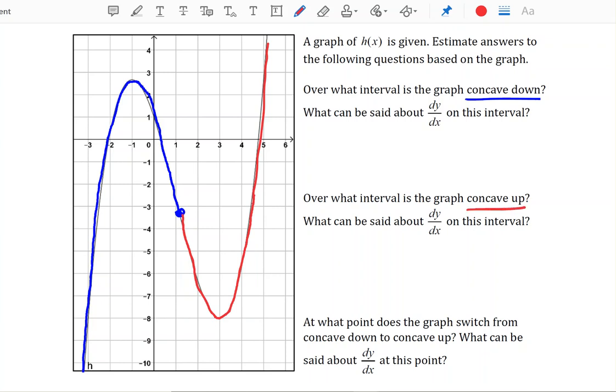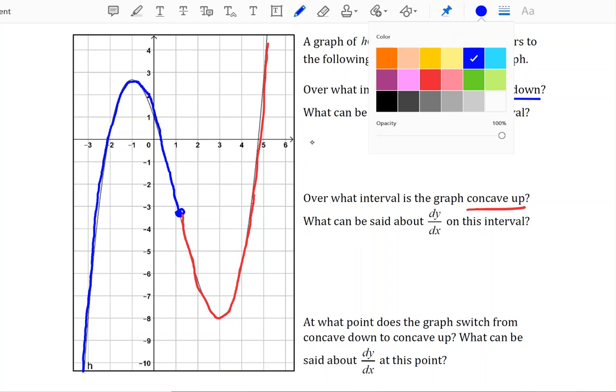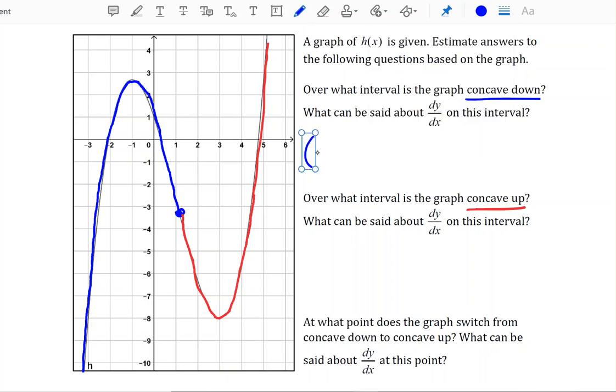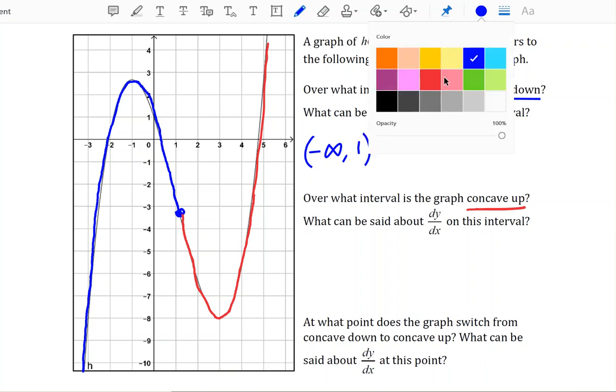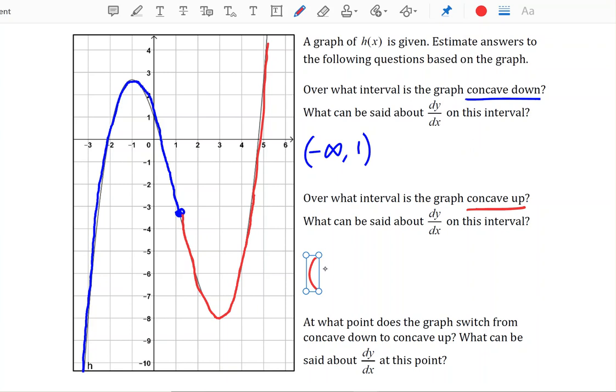So let's write out some intervals for each of these. And again, I don't know exactly where it switches, but it appears to be from negative infinity to somewhere around x equals 1 for our concave up, and for our concave down starting at 1 and continuing to infinity. We're assuming here that we have a cubic graph and that the graph doesn't turn around again at some other point that we don't see off the graph.